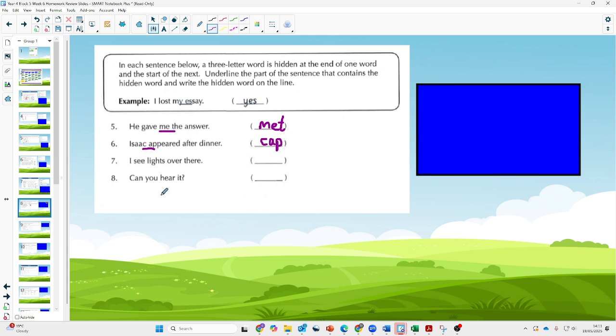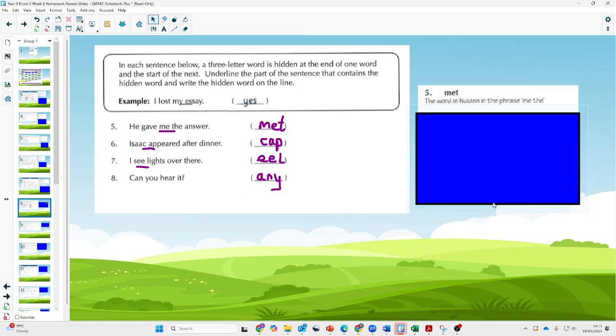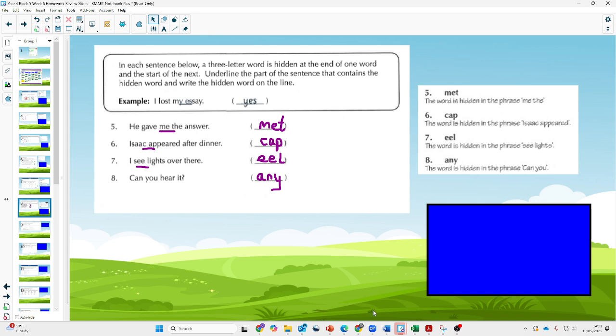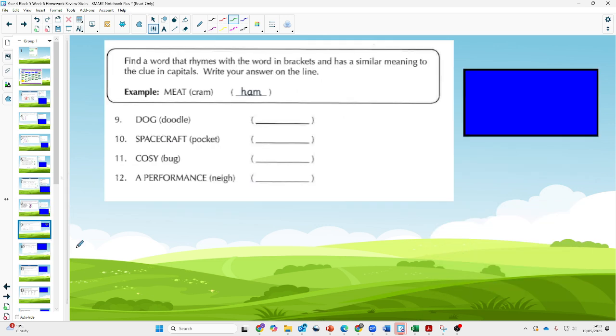Write the word neatly on the line. Number 7. Oh, sneaky one there. Got the word eel. And then the final one, having a look, we've got any between can and you. So again, let's just reveal the answers here. There we go. So you can go down through, tick them off, and move on to the next set of questions.